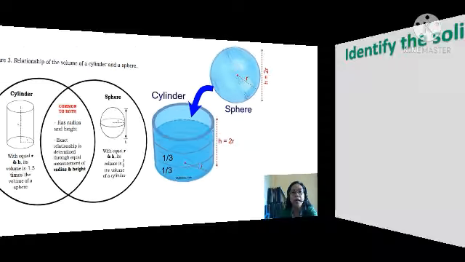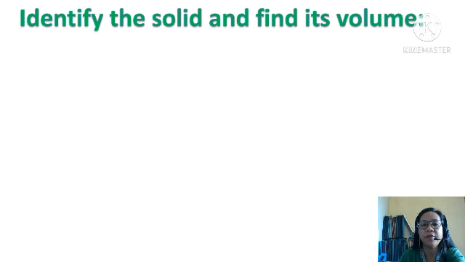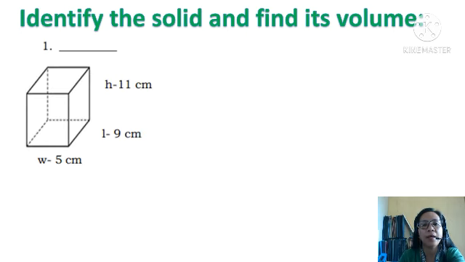Now, let's try to identify the solid figures and find its volume. What type of solid figure is this? Or what kind of solid figure is this? As you notice, the height is 11 centimeter, the length is 9 centimeter, and the width is 5 centimeter. So, automatic, maisip mo, hindi sila pareho ng sukat. Iba-iba. Kasi itong nakaharap dito at sa likod is 5. Itong nasa gilid right and left is 9 centimeter. Ito namang nasa itaas at yung base or yung sahig is 11.